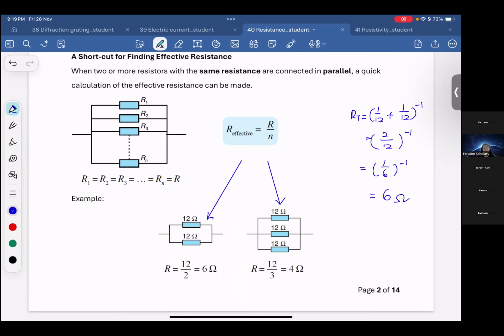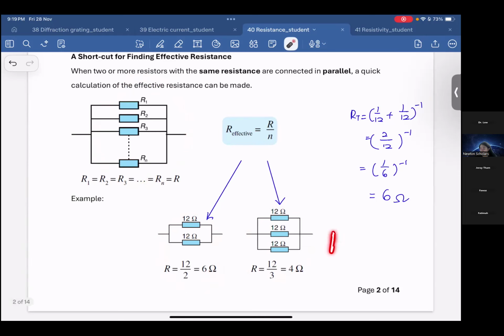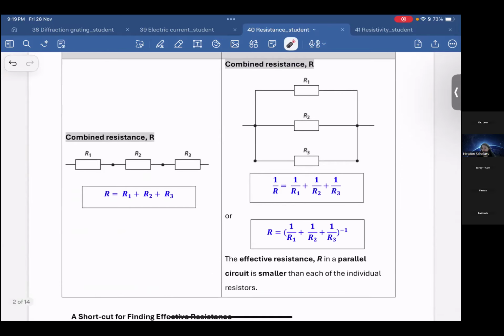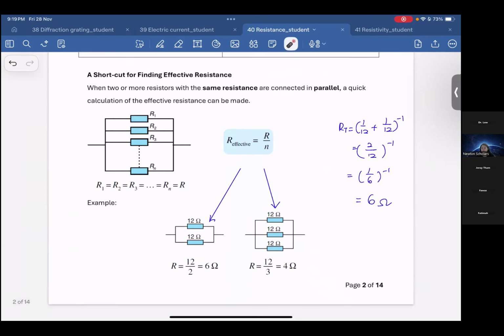From here, I want to emphasize, can you see that when we connect in parallel, your total resistance actually decreases? In parallel, total resistance will decrease. This is the characteristic of the parallel circuit. Effective resistance in parallel is always smaller. So in series, total resistance always increases. Any question there?